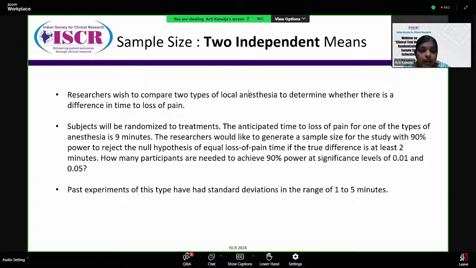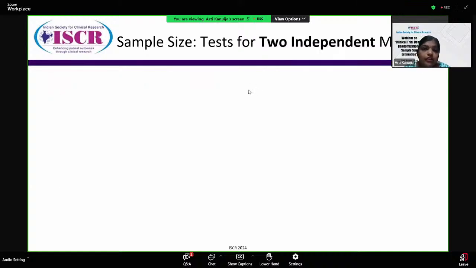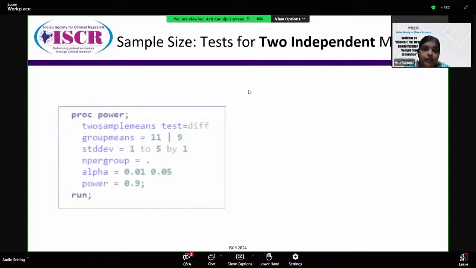And from past experiments, as I said, they must have conducted some pilot studies. They know that the standard deviation can range from 1 to 5 minutes. So the variability you have to see from 1 to 5, incremented by 1, like 1, 2, 3, 4, 5. Now, using this information, one can do it in SAS.